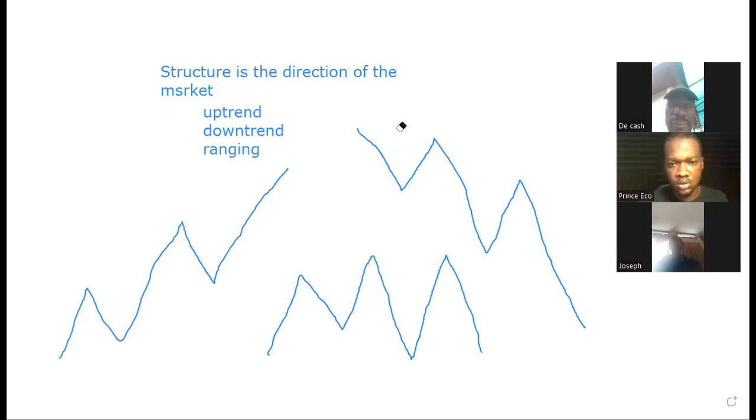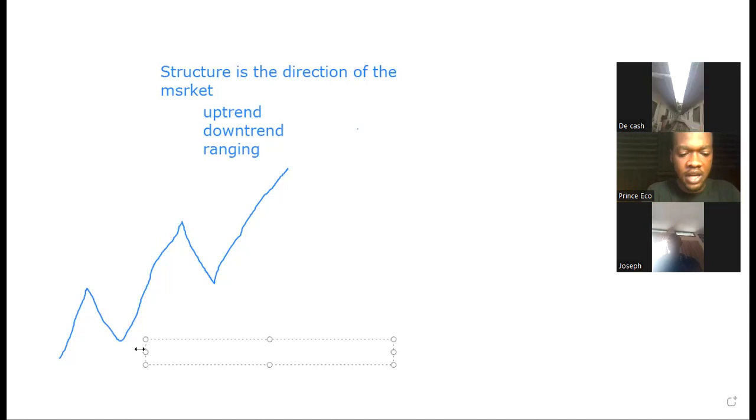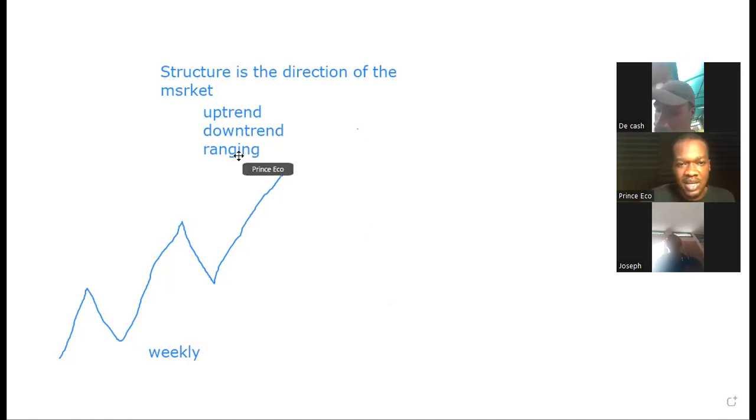So now we'll leave this one. Now let's focus on this uptrend first. A lot of people find themselves counter trading the trend. Now, why is that so? Let's say we call this uptrend the weekly. On the weekly, you see that the market is bullish. But if you come back to maybe the daily, it's bearish.